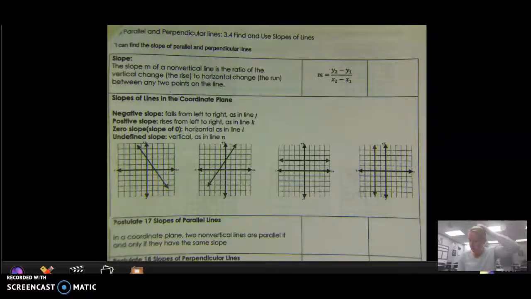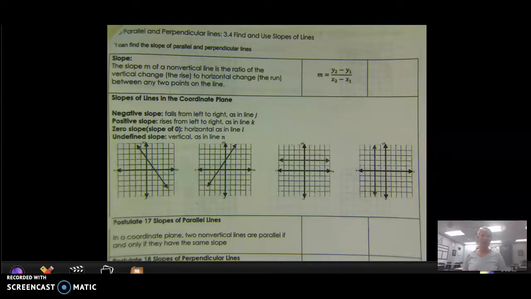Okay, we are kind of switching gears now a little bit. We're still talking about parallel and perpendicular lines. So we're talking about the parallel lines, but now we're talking about on a coordinate grid and how those look. And so we're going to be talking about slopes today of lines. So we are on 3.4 notes.